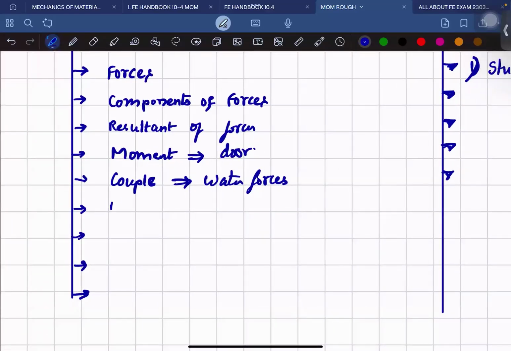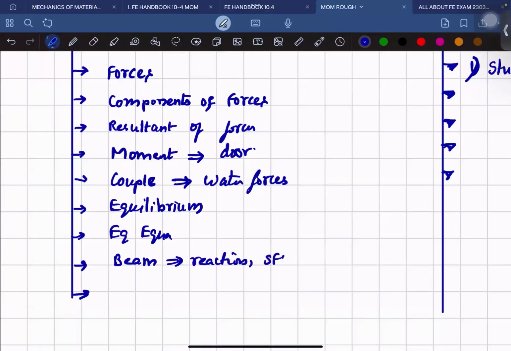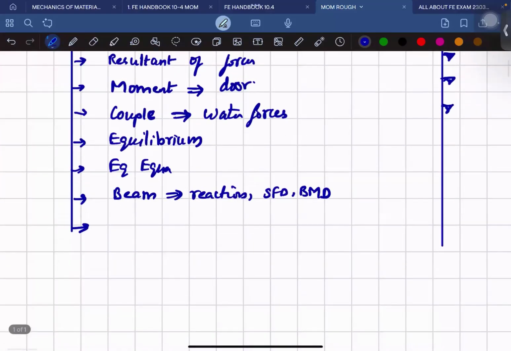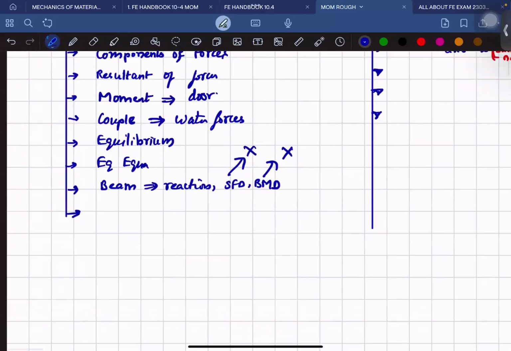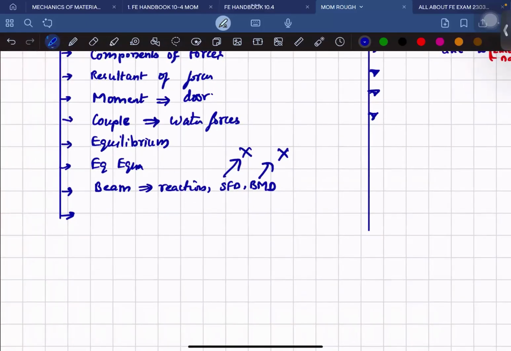After the couple, we jumped into equilibrium for a body at rest. And then we studied equilibrium equations. And then we studied beams, how to find their reactions, and their corresponding shear force diagram and bending moment diagram. We did not jump into what is shear force or what is bending moment. And after beams, I forgot what we studied. Trusses. Yes, perfect. After beams, we studied trusses.